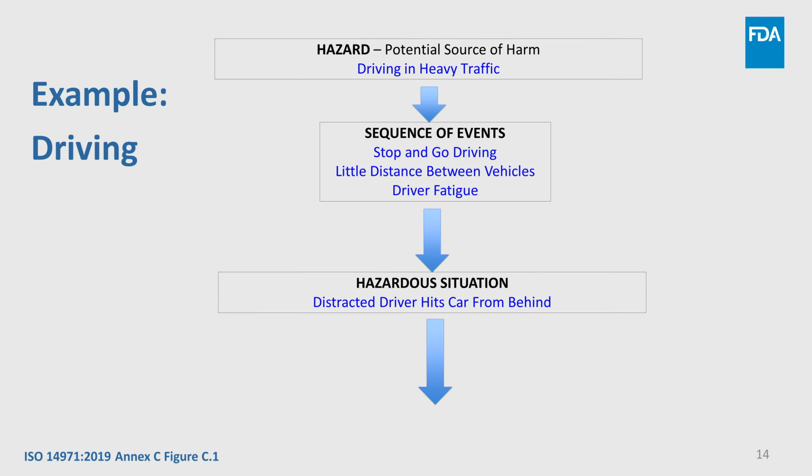These items in blue are my specific example of driving a car that I have added to the figure. The hazard is me driving in heavy traffic, something many of us in the Washington, D.C. metro area know well. This heavy traffic leads to constant stop-and-go driving, with vehicles not having much distance in between them. Also, this makes for a longer driving time and can cause drivers to become tired and distracted. This leads to a hazardous situation where the car behind me with a distracted driver hits the rear of my car.